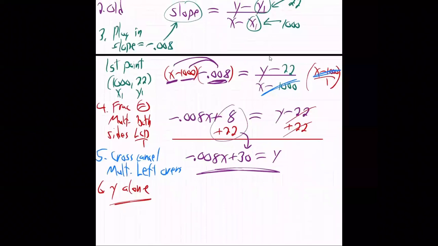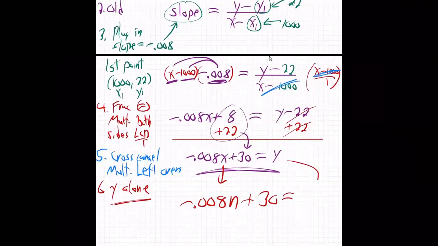So then we just go down here. Okay, x is N. So this will be minus 0.008N. And y is P. At the very end, x becomes N, y becomes P. There's the equation they want. We got P alone. It's P equals minus 0.008N plus 30. There we go. That's what we type in.